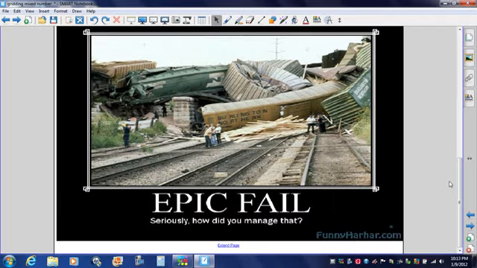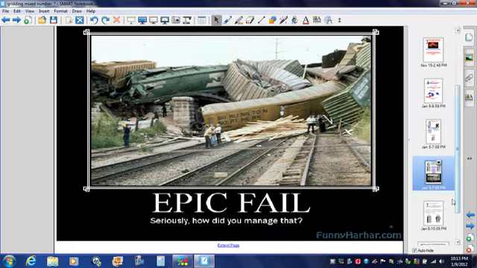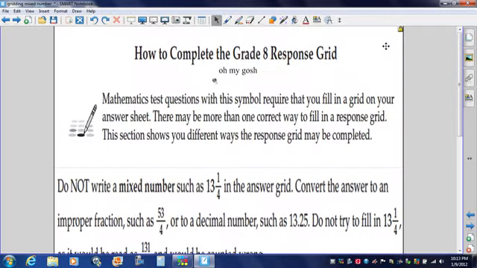Don't be epic fail on the FCAT. All right, my last reminder to you: let's say it's April, we get to the FCAT and you totally forget how to grid in your responses. Did you know that there is a page in your FCAT book that shows you how to grid in the grids? Oh my gosh! So if you forget, at the front of your test booklet that has all the test questions in it for the FCAT, there will be a page that shows you how to grid in the grids.